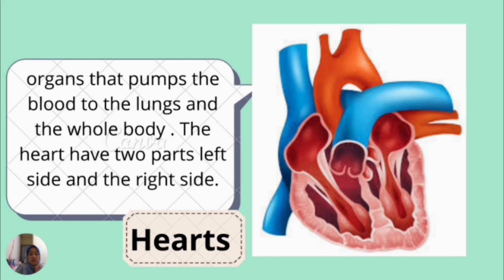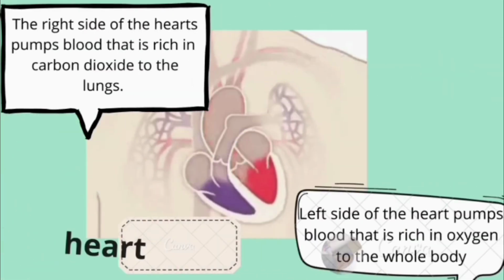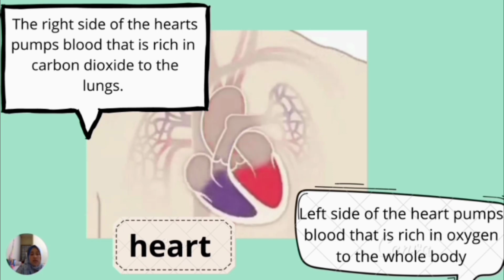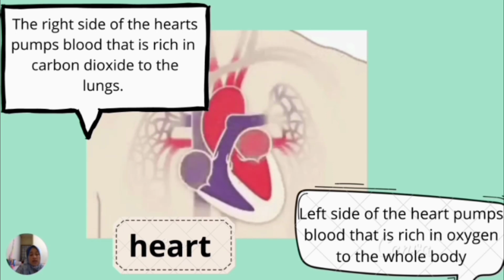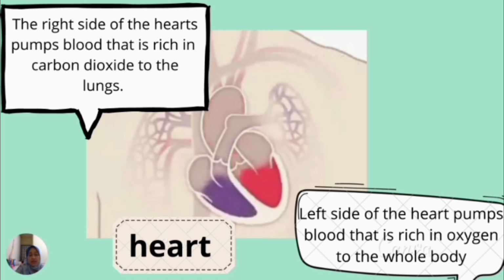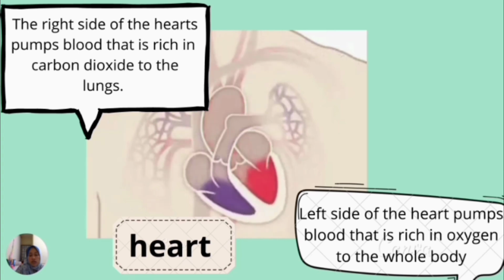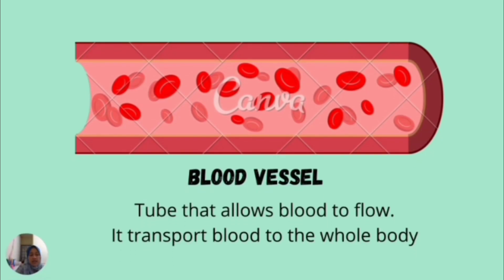The heart has two parts, the left side and the right side. The right side of the heart pumps blood that is rich in carbon dioxide to the lungs, while the left side of the heart pumps blood that is rich in oxygen to the whole body. This is the blood vessel. The blood vessel is a tube that allows the blood to flow. It transports blood to the whole body.